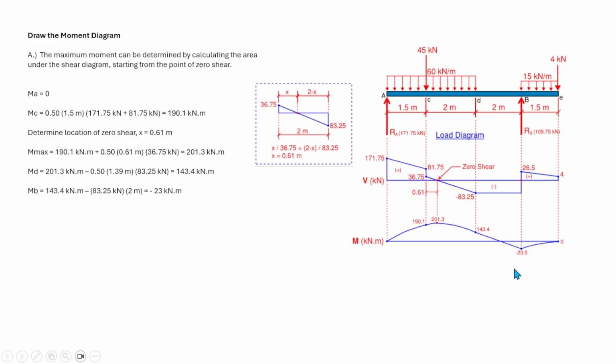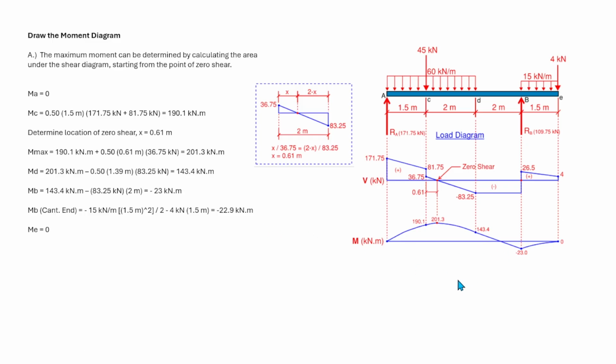So the moment at point B is equal to minus 23 plus the area under the shear diagram, which is equal to 0. If you notice here at the cantilever end, we have negative 22.9, and we have here 23. Actually, this is 23.1. The small discrepancy is fine, because that is due to the rounding up of numbers.